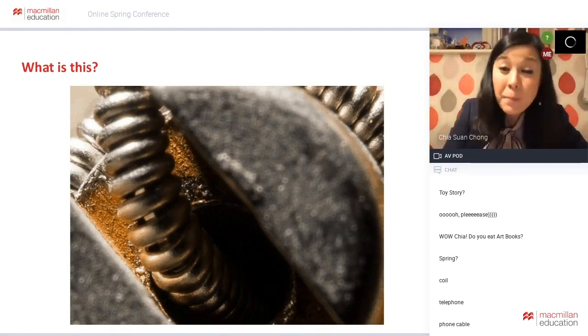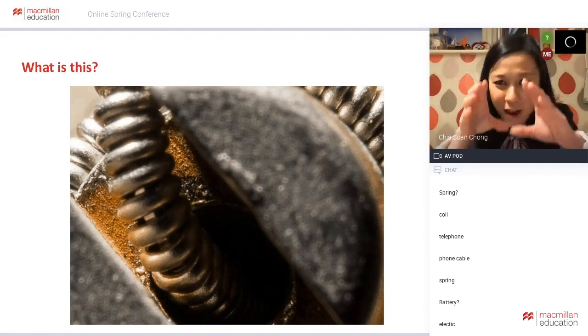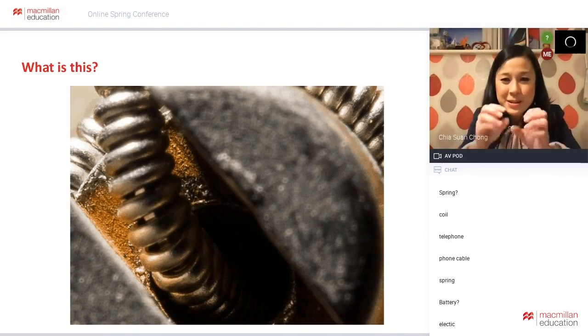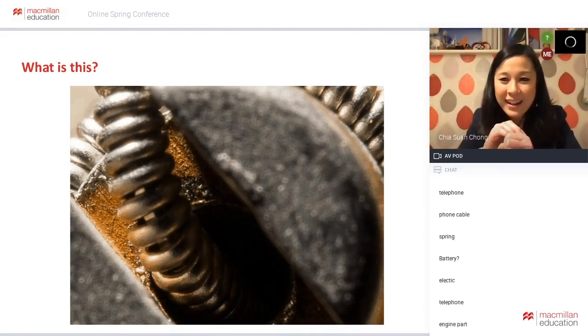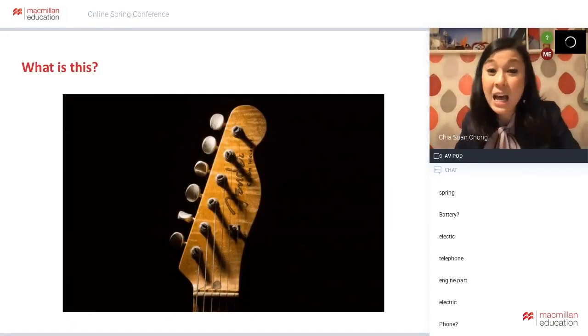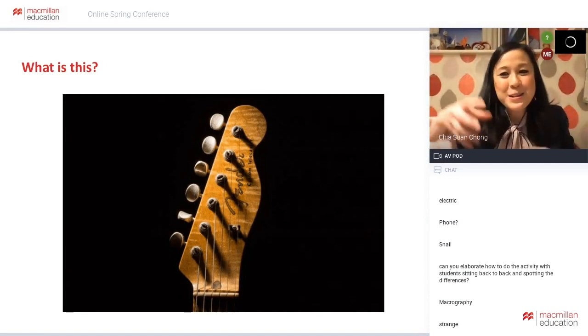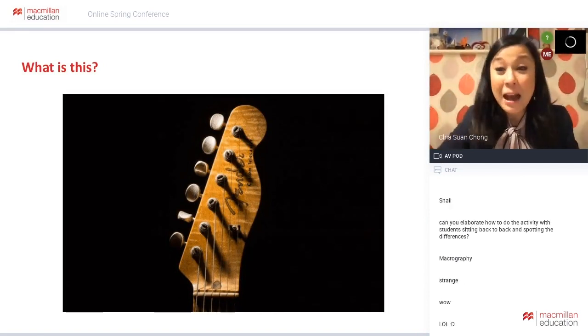So this is what people call macro photography. They take a camera and they zoom right in to something that you know very well, and you get people to guess what it is. I'll tell you what it is. It's a guitar. It's part of the guitar. It's fantastic, isn't it? I'll show you another one.